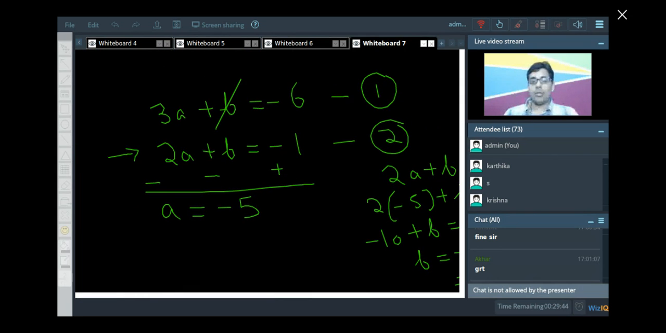Subtracting equation number 2 from equation number 1, it is coming out to be a as minus 5. Then putting this value of a as minus 5 in this given equation, that is equation number 2, we will get the value of b, that is coming as b equals 9. So we can say a equals minus 5 and b equals 9 for this given question.